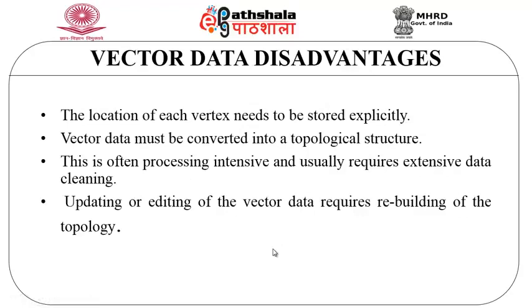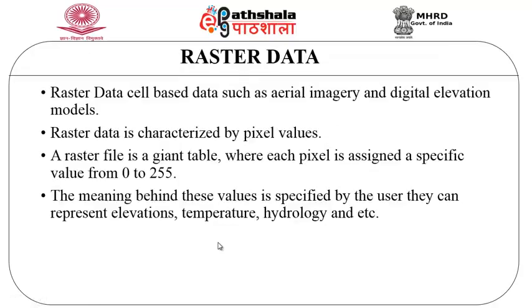Some of the disadvantages of this kind of vector data are that the location of each vertex needs to be stored in an explicit way. The vector data has to be converted into a topological structure. This kind of vector data processing is highly processing intensive, and it usually requires extensive data cleaning. Updating or editing this kind of vector data requires rebuilding of the topology. So these are certain disadvantages associated with vector data.